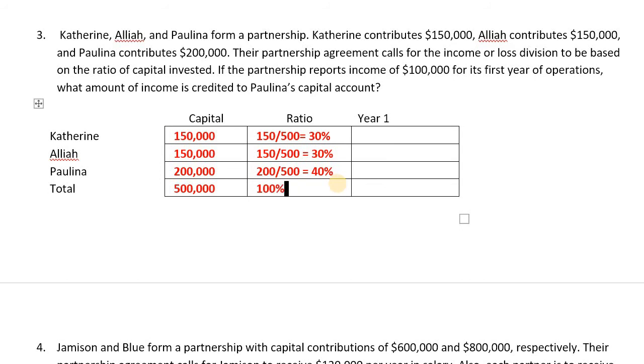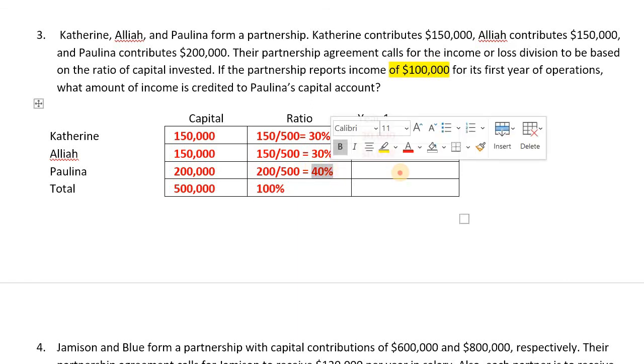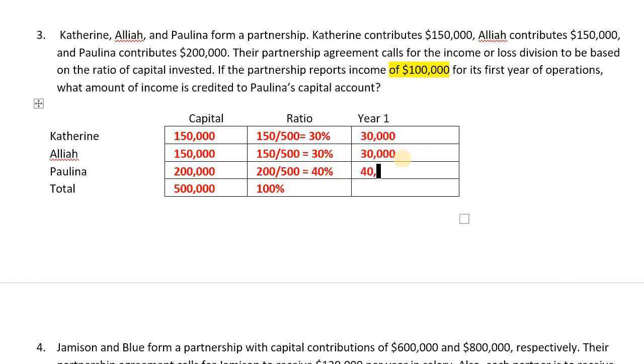So how are we going to split up the income? Well, Catherine is going to get 30% of the $100,000. 30% of 100 is $30,000. Aaliyah is also going to get 30% of the $100,000. And Paulina is going to get credit for 40% of the $100,000, or $40,000.